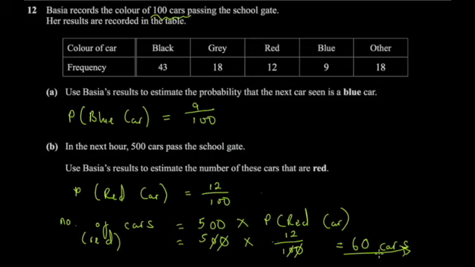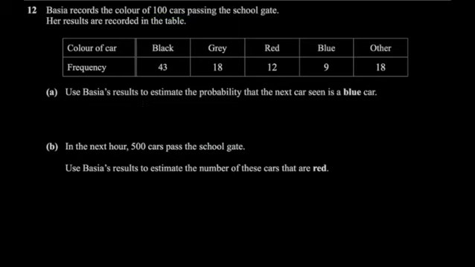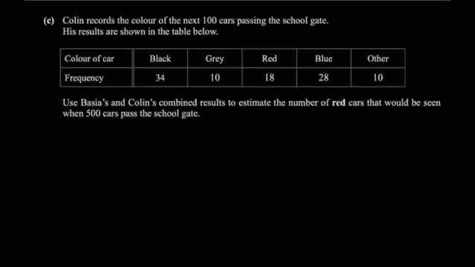So that's it. All we had to do was use a simple proportion. You know that the probability of getting a red car is simply 12% or 12 over 100. You want to know what the number of cars should be for 500, so you just use a simple proportion and then you're done. Okay, so let's move on to the next part.